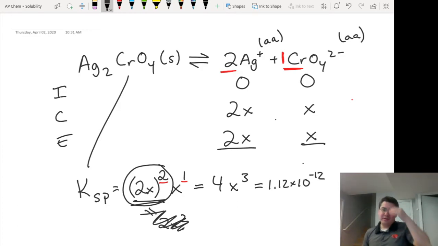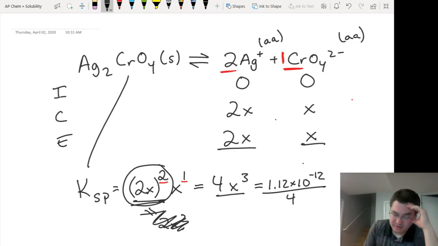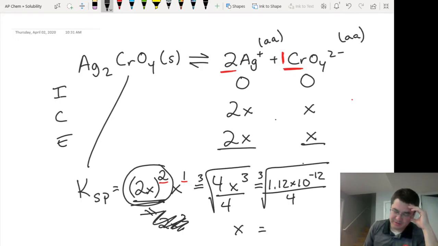All right. Because of that stoichiometric 2, it messes up. It doesn't mess up things, it's just more to account for. So when you solve, do we have to cube root it? Eventually. Right now we're just going to divide by 4 first, and then take the cube root. I get x equals.